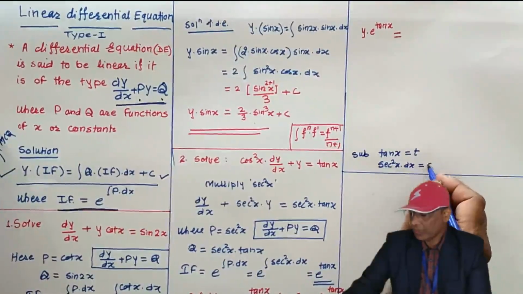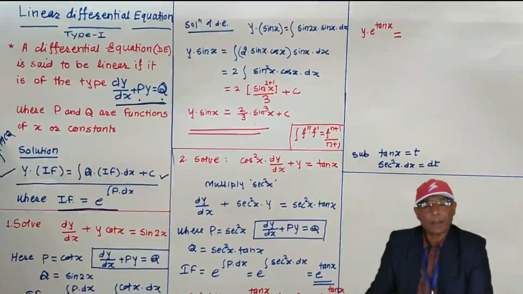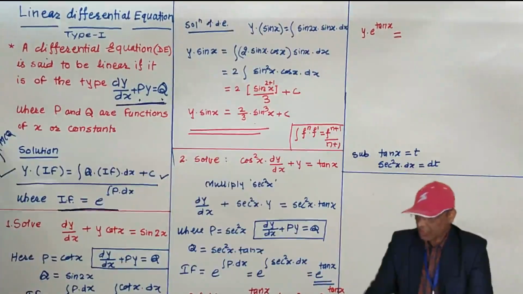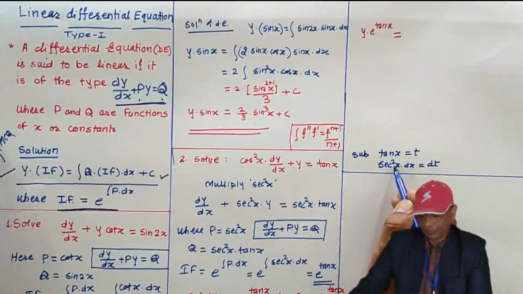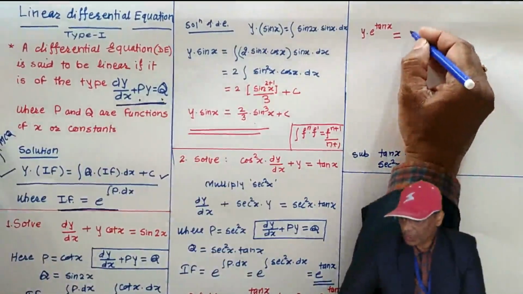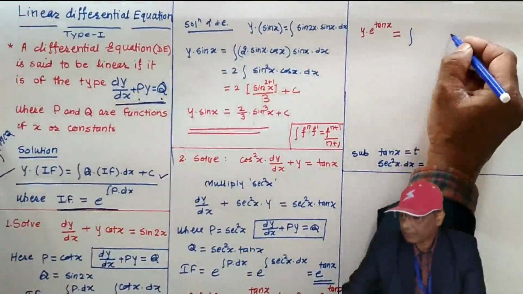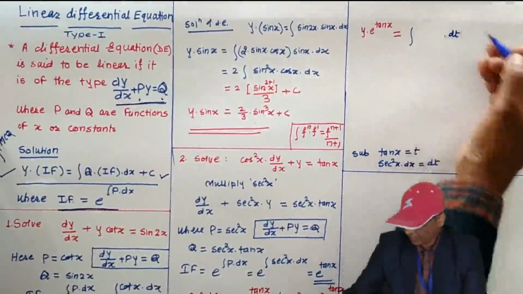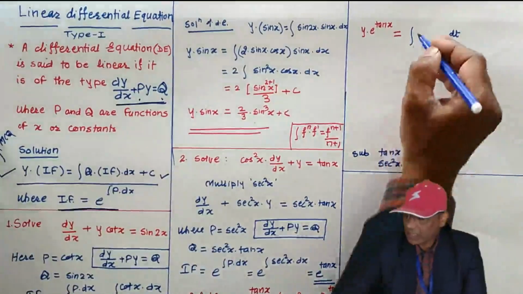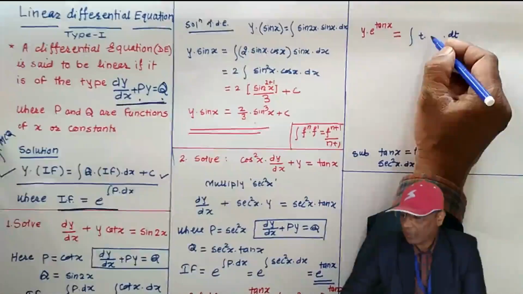The derivative of t is dt. If you substitute tan x equal to t, upon substitution its derivative must be there in the multiplication. Yes, sec square x is there in the multiplication. This is the valid substitution. Now in this integral, sec square x dx is dt, tan x is as it is, which is t, and e to the power tan x is like this.